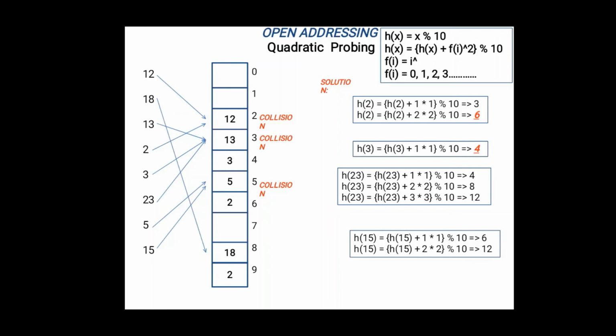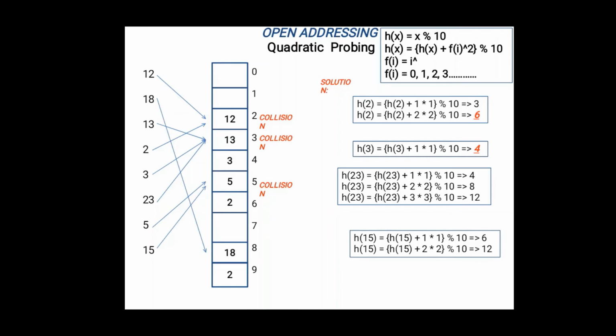h of 2 is equal to (h of 2 plus 1 times 1) mod 10, which is 3. So index 3 is occupied, so we need to search again. h of 2 is equal to (h of 2 plus 2 times 2) mod 10, which is 6. So we put the key 2 at index 6.